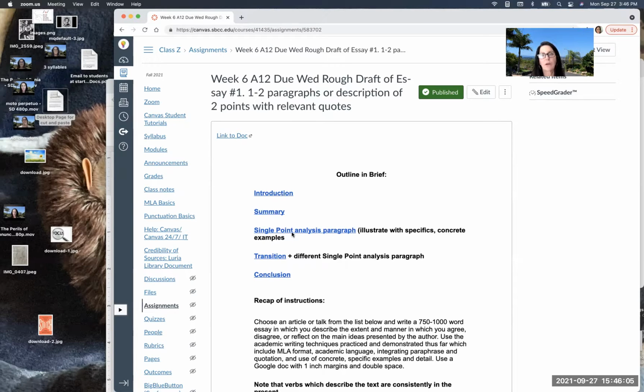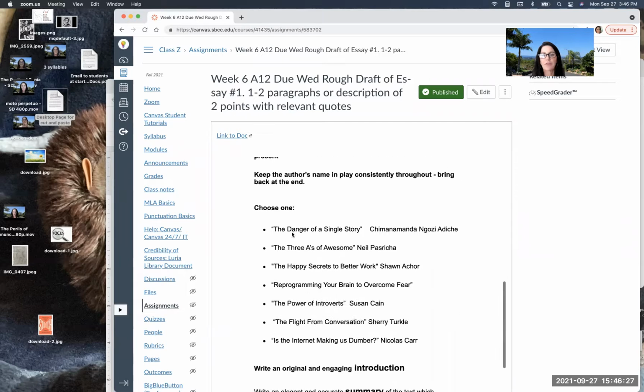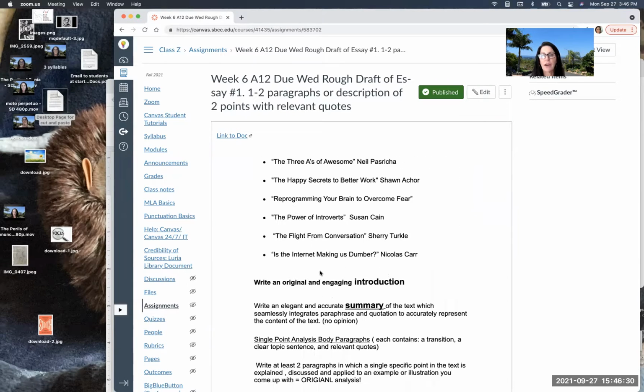And then the analysis paragraphs, as predicted, were the most difficult for the most people. You have to have really read and understood the discrete points that are being made in an essay and be able to articulate them. So it's a little bit hard. So make sure that you read those paragraphs. Those are really important. And there's a recap of the instructions, the ones you can use.